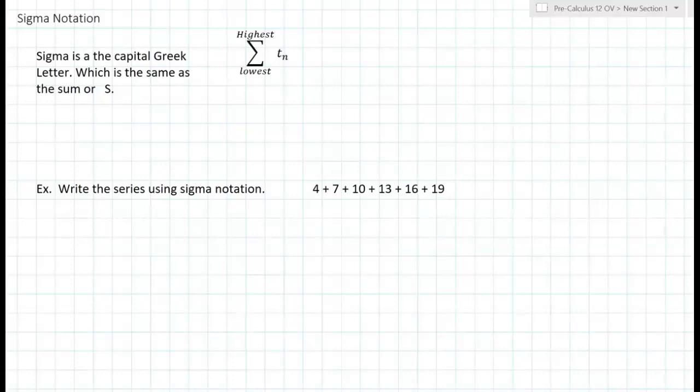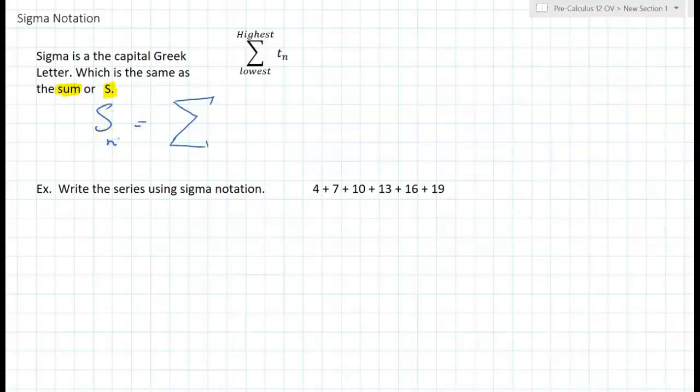Okay, in this section, we are going to talk about sigma notation. Basically, the notation for that is the capital Greek letter sigma, which in mathematics is equivalent to saying the sum. In statistics and mathematics, in terms of the sum of a series, it's equivalent to S. So this is the same as saying S sub n.